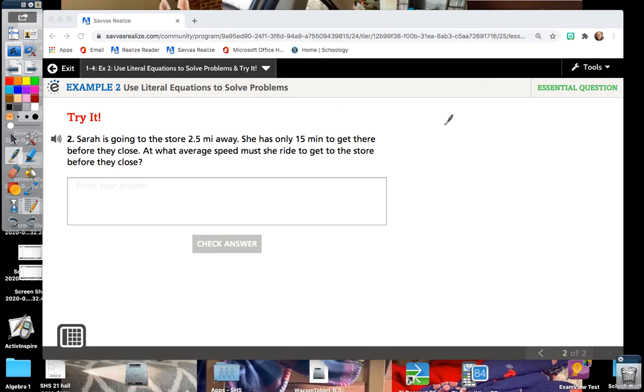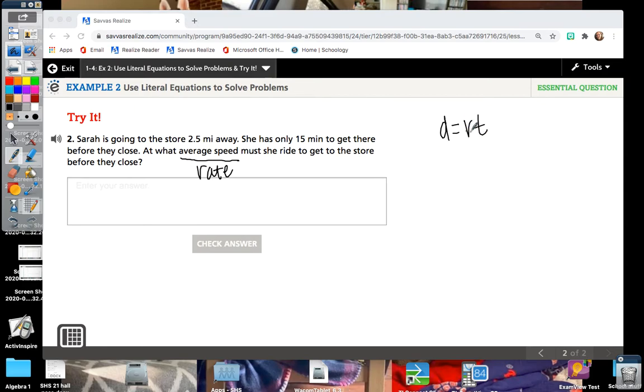Okay, we're going to use the same formula. Distance equals rate times time. It says Sarah's going to the store 2.5 miles away. She has only 15 minutes to get there before they close. At what average speed must she ride to get to the store before they close? So again, that average speed, that's going to be rate. So we want to solve for r.